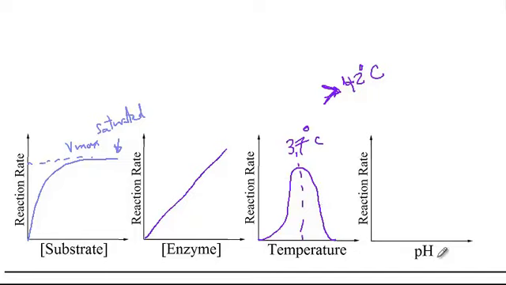Same with the pH. pH can affect the ionic bondings of the enzyme and the conformational structure. So that's why at a neutral pH is when most of our enzymes are functioning optimally. So here at a neutral pH of around 7 is where most of our enzymes are functioning the best.